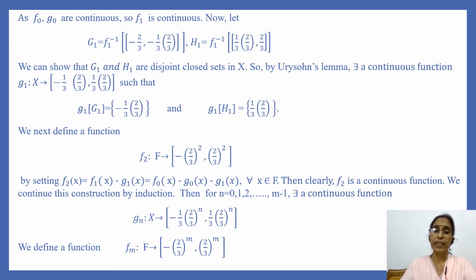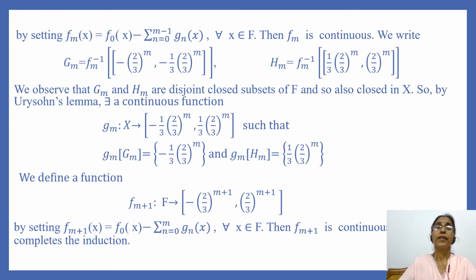We continue this construction by induction. Then for n equal to 0, 1, 2, 3 up to m minus 1, there exists a continuous function gn from the space X to the closed interval [-(1/3)(2/3)^n, (1/3)(2/3)^n]. We next define a function fm from the closed set F to the closed interval [-(2/3)^m, (2/3)^m].